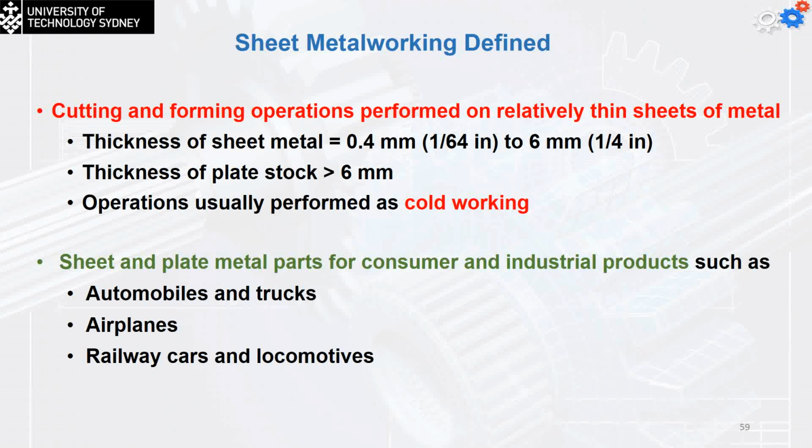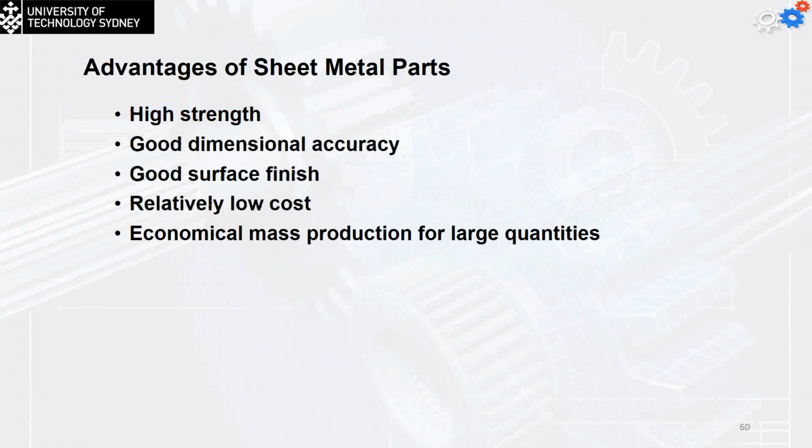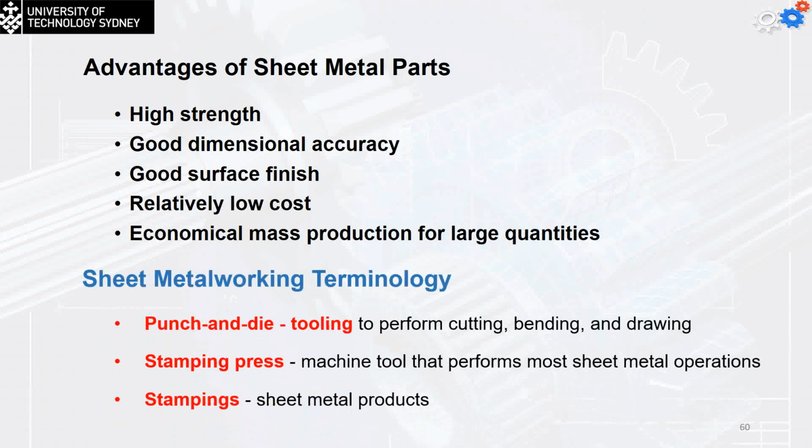For the metal working terminology of sheet metal working, we can use punch and die tooling. Now, one of the processes, for example, I can put on the side. This is my die, and the punch cuts it, or shapes it, or whatever. I can use the press, which is a machine tool that performs most of the sheet metal operations, and I can do the stamping process for sheet metal products.